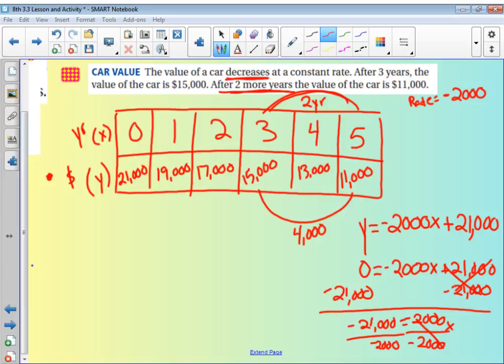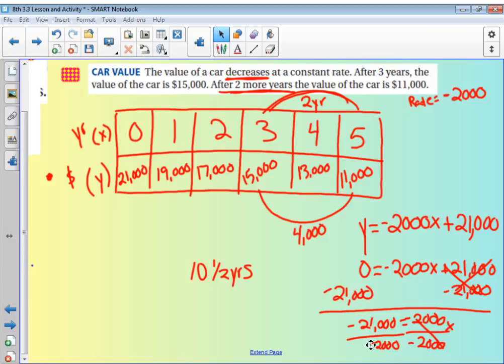Okay, so let's see, 21,000 divided by 2,000, and I know two negatives make a positive. It's 10 and a half, 10.5. So it would take us 10 and a half years to fully deplete itself or say that it's now worth $0. But like I said, that's not practical. It would still be worth something. But if we were to follow that equation, that's what it's saying, is that in 10 and a half years, it's going to deplete itself out.